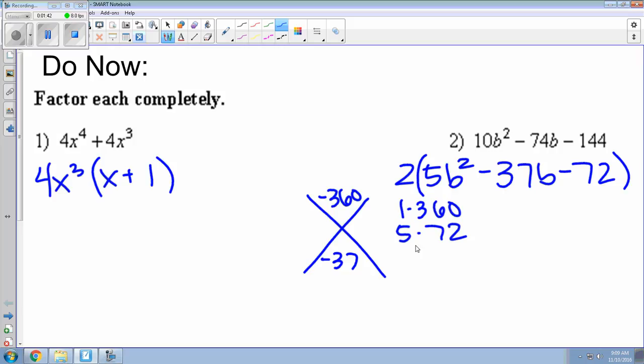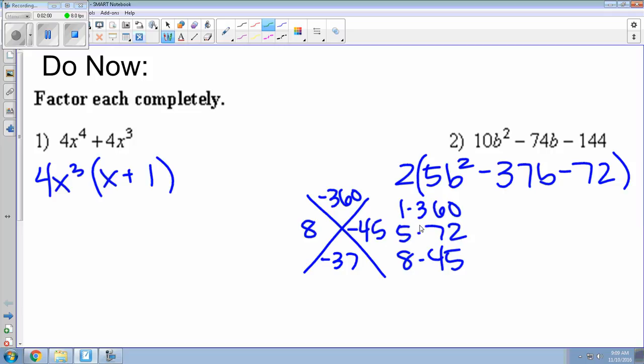When you play around with your numbers enough, you should eventually get an 8 times 45. 8 and 45 is your correct answer. So I'm going to fill them in. To figure out my signs, this 45 here needs to be negative, so 8 minus 45 is negative 37. 8 times negative 45 is negative 360.